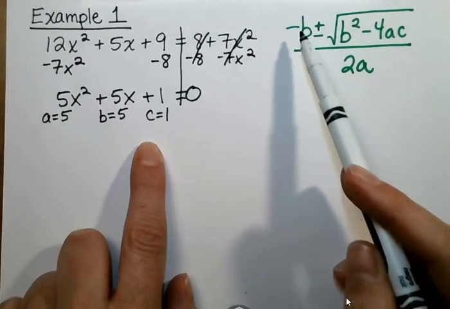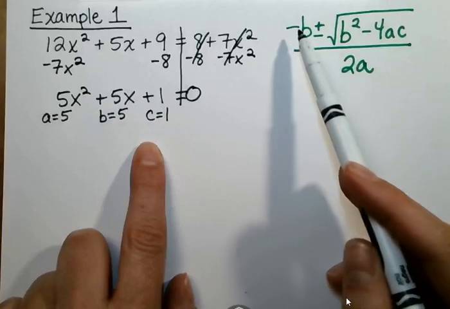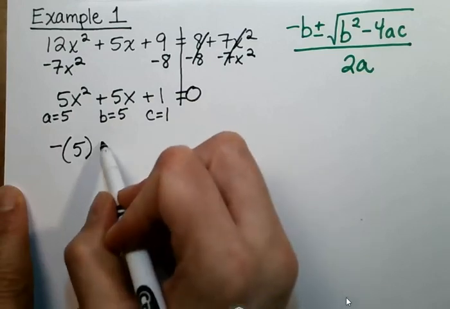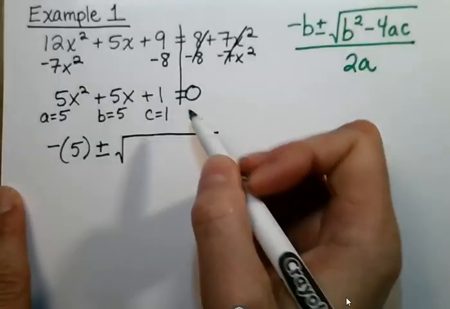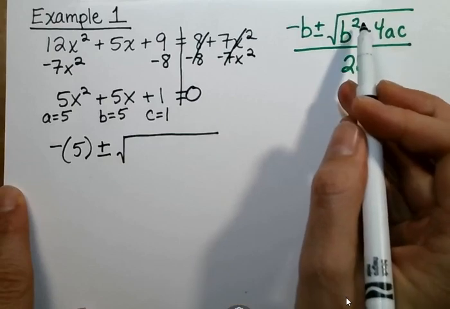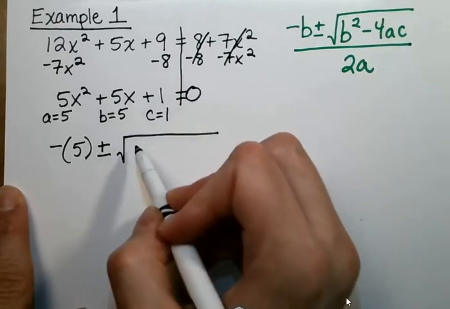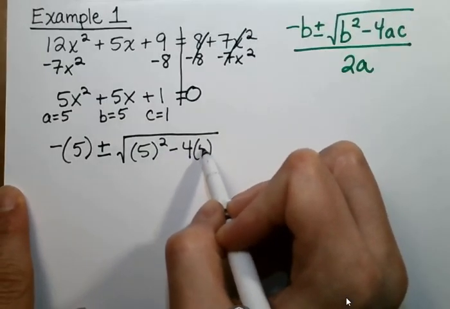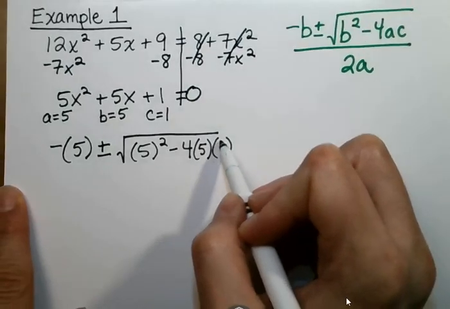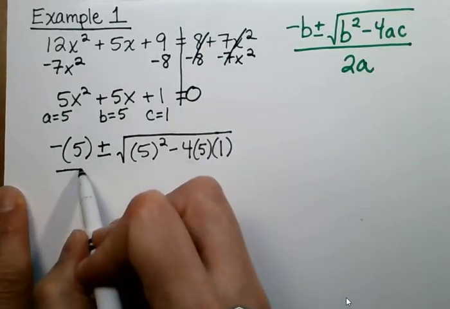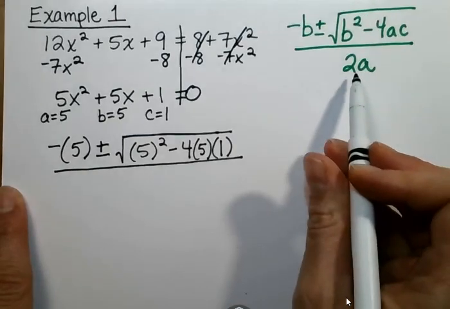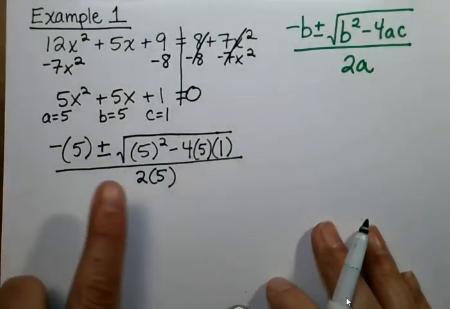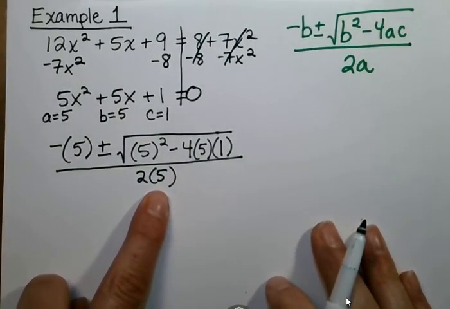We start with negative b, or I like to call this the opposite of b. So the opposite of our b value, 5, plus or minus the square root of our b value squared minus 4ac. So that would be our 5 squared minus 4 times our a value, which is also 5, times our c value, which is 1. We're going to take this entire numerator and divide it by 2a. So 2 times 5.